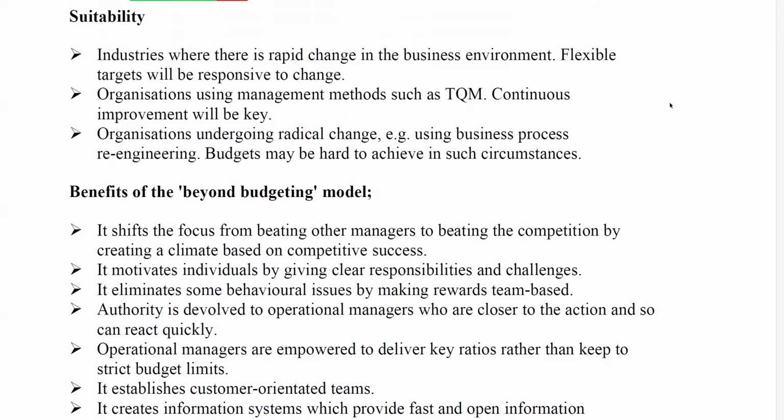What is the suitability? Now, industries where there's a rapid change in the business environment use this model, and flexible targets will also be responsive to change. Organizations using management methods such as TQM and continuous improvement will find it key. And organizations undergoing radical change, like using business process reengineering, okay? They need this. That is when this model is suitable. Now, budgets may be hard to achieve in such circumstances.